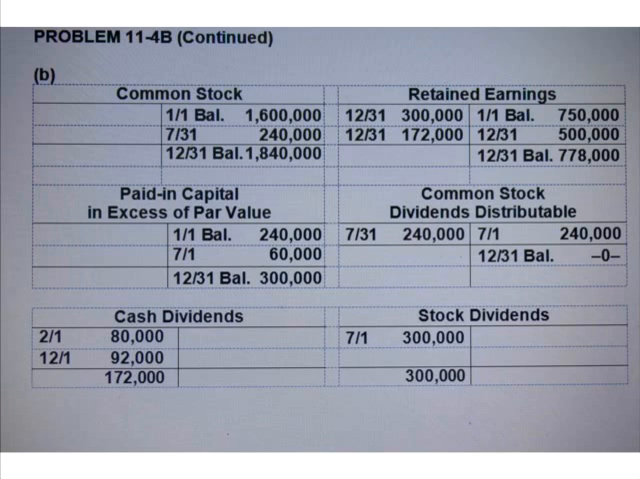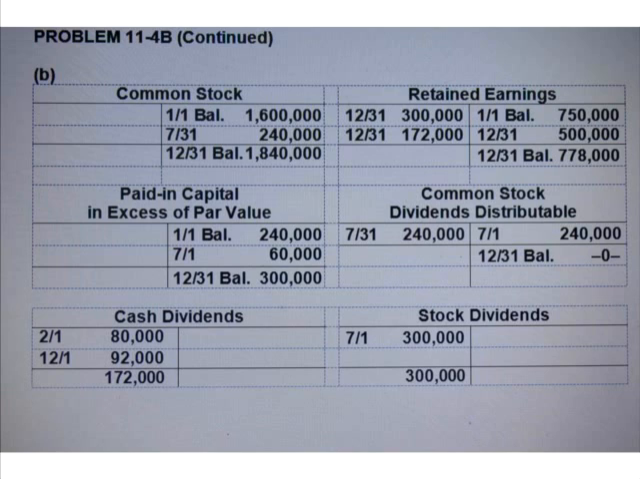And then on July 31st, we had credited common stock for $240,000, so that the ending balance for common stock is $1,840,000. For paid-in capital in excess of par on January 1st, we had a beginning balance of $240,000. And on July 1st, we had credited the account for $60,000, so that gives us an ending paid-in capital in excess of par balance of $300,000.